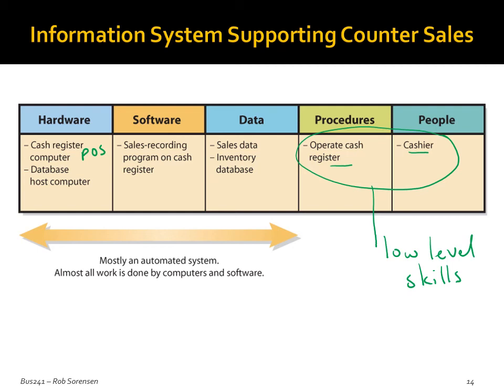The more difficult stuff, a lot of the math and things like that, that happens over here on the hardware software side, doesn't it? And in fact, you talk to a lot of counter people, if the system went down, the cashier may not even be able to figure out how to do the math to figure out tax and change and those sorts of things. In some businesses, they just don't have those skills, right? They depend on the computer to do it. So that would be a mostly automated system.